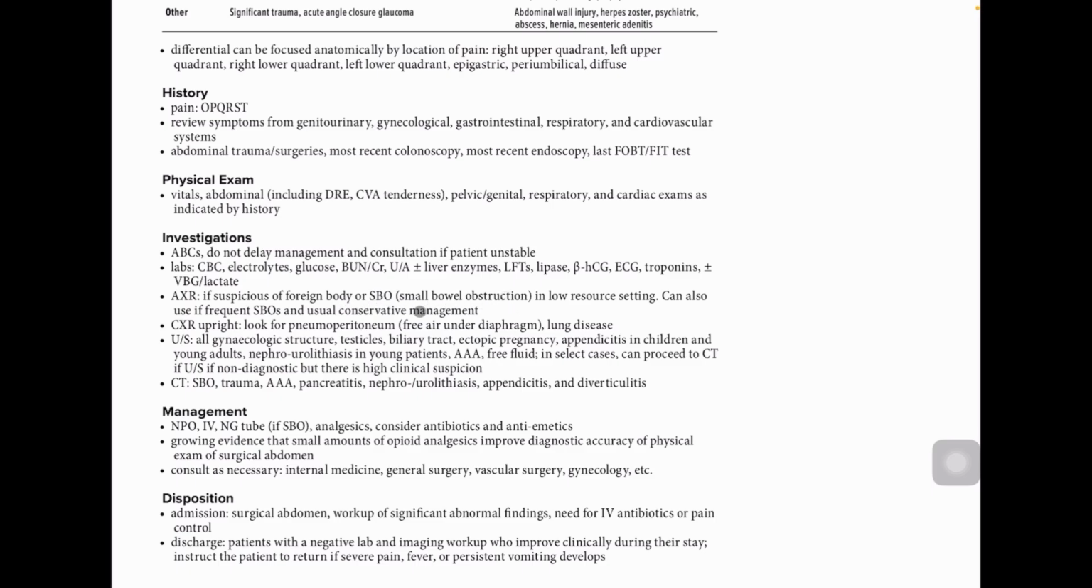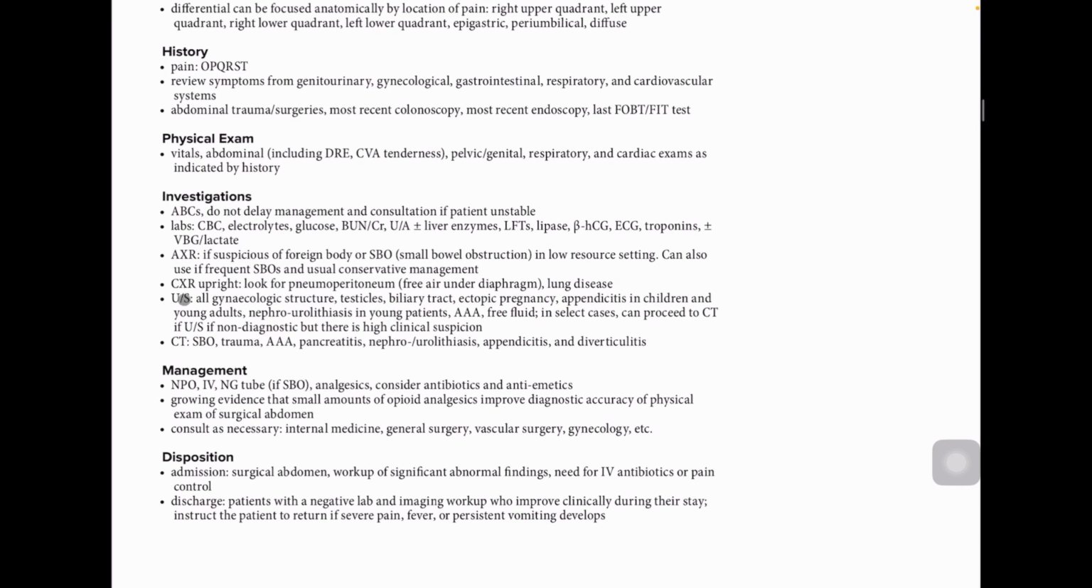Air fluid levels would be shown on obstruction. In low resource setting, can also use a frequent SBO or usual conservative management. So if you are in a low resource setup, you have to think about doing abdominal X-ray. Okay, chest X-ray upright, look for a pneumoperitoneum, free air under the diaphragm. That would show that there is a perforation of the viscus.